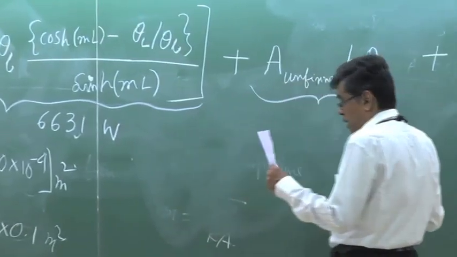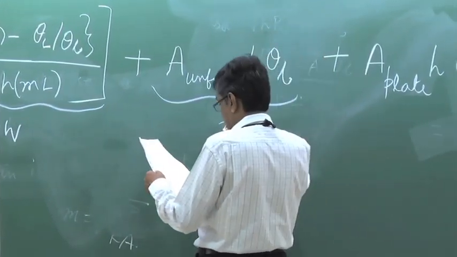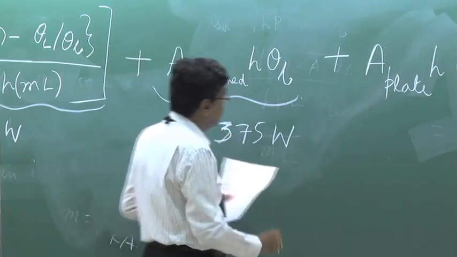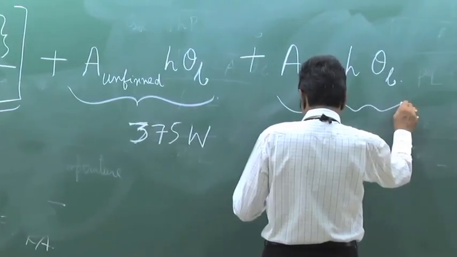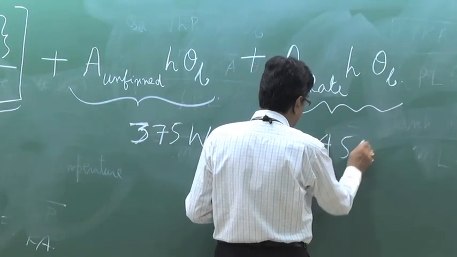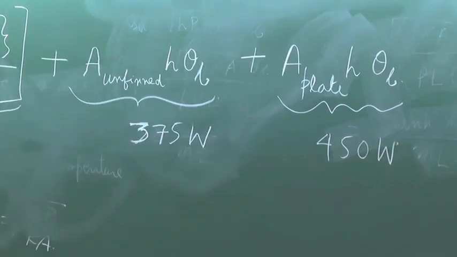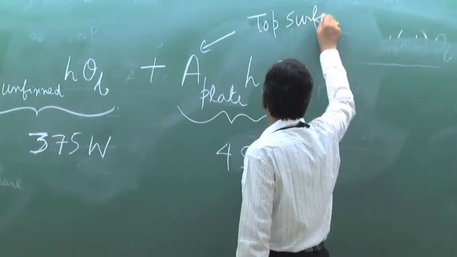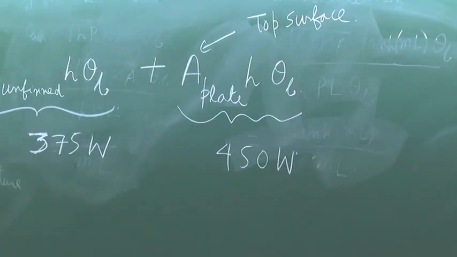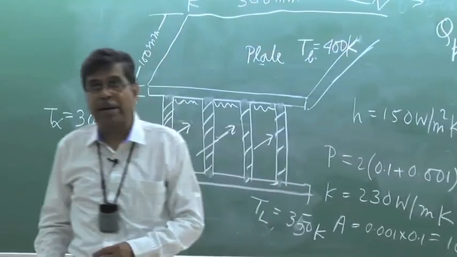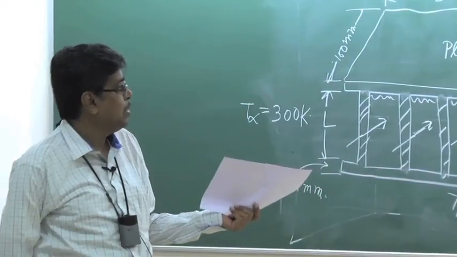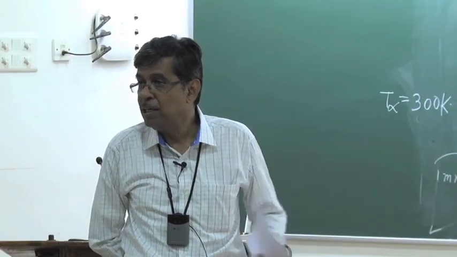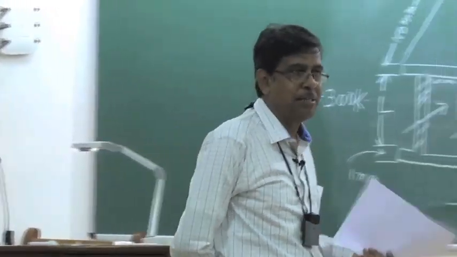Unfinned portion heat transfer is 375 watt, and the top surface of the plate is 450 watt. A plate means the top surface. Now one thing I would like to mention, a comment: you see most of the heat transfer takes place through the fins. It is increased by an order of magnitude. This is because of what? The huge surface area provided by the 60 pins.